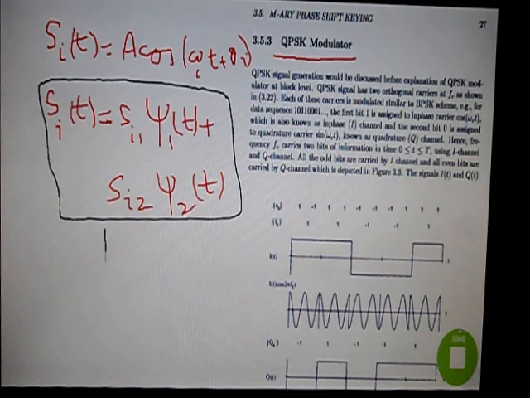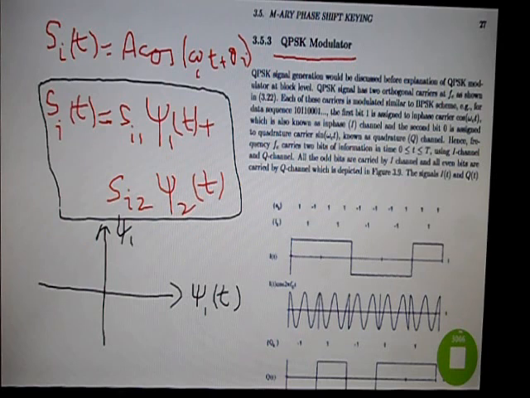When we saw our signal constellation, as I mentioned in my previous lecture, you can always plot your two-dimensional signaling scheme on psi1 and psi2 axis, and the 4 signal points which we saw in the previous video looked like this one. So this is our constellation diagram for QPSK signaling scheme.